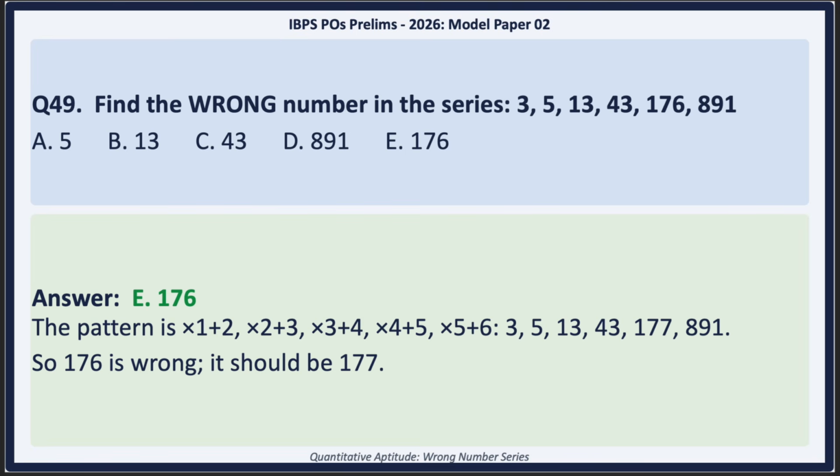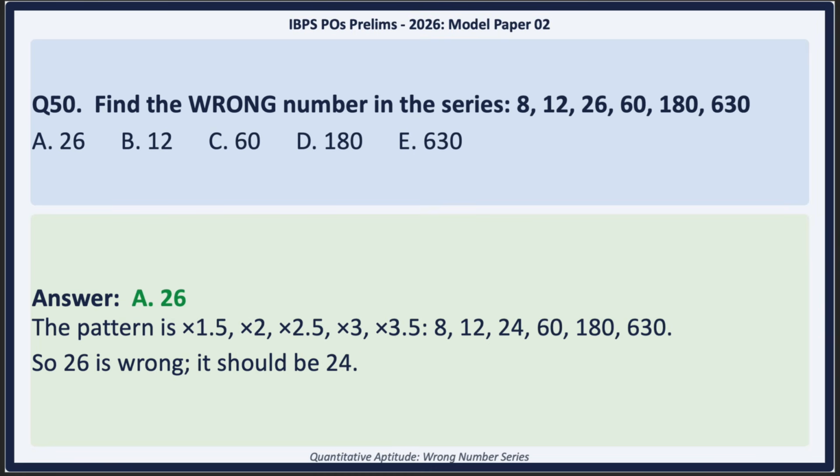And a pro tip for question 50. The series is 8, 12, 26, 60, 180, 630. If you see it growing in a way that feels like it involves halves, start testing decimal multiplication. Yes, exactly. 8 times 1.5 is 12. 12 times 2 should be 24, but they have 26. So 26 is the imposter, because if it were 24, the next step, 24 times 2.5 perfectly equals 60. Once you learn to recognize the shape of the math, the imposter stands out.